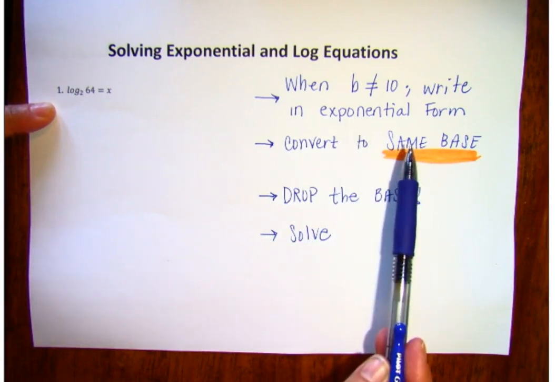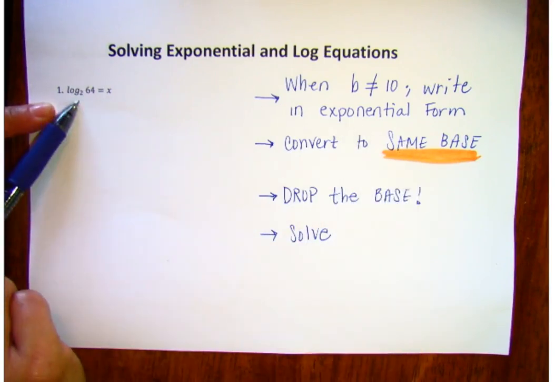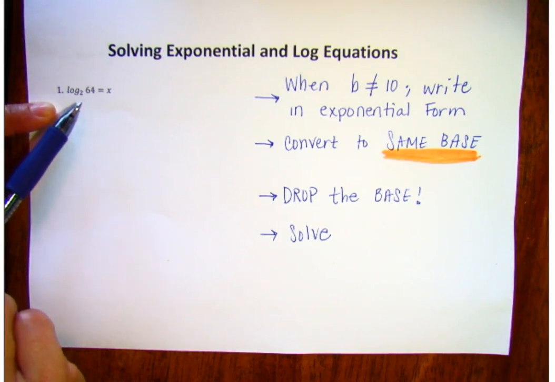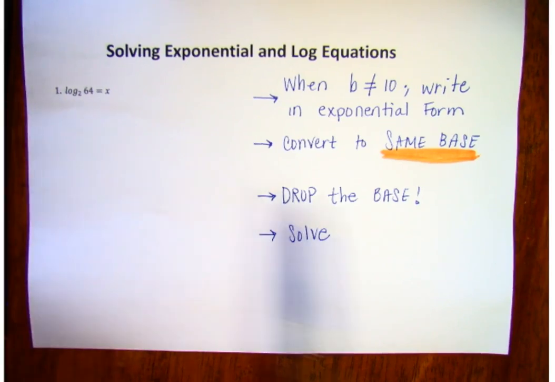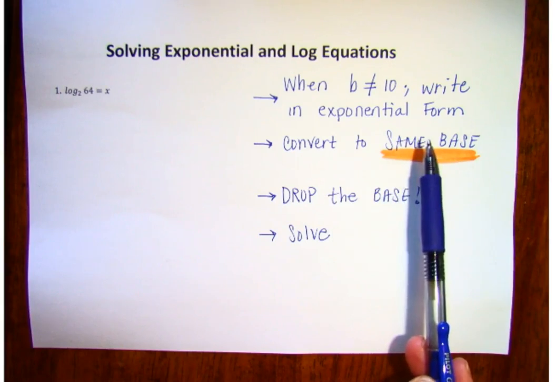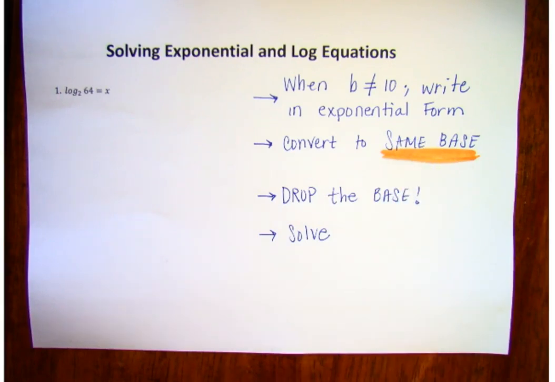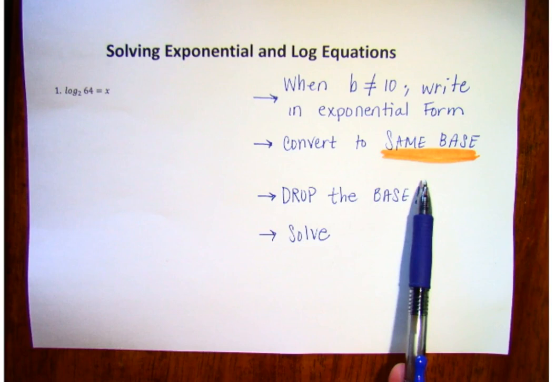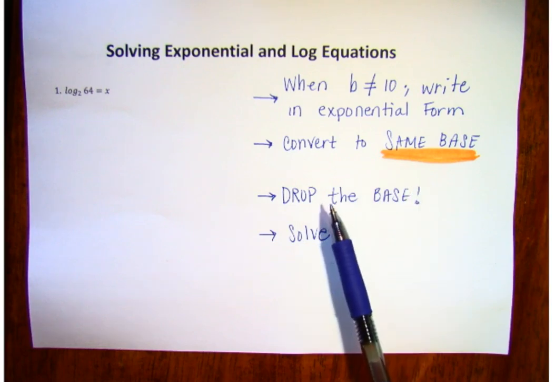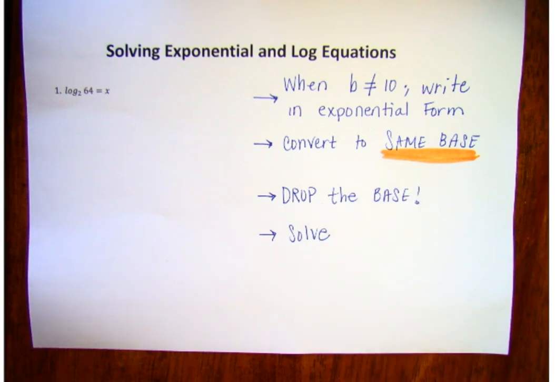When b does not equal 10, in other words, if a base is written, remember if it's not written, it's understood to be 10. If a base is written, we're going to write it in exponential form. After we write it in exponential form, we're going to convert to the same base. Once we convert to the same base on both sides of the equal sign, we get to drop the base and just solve the equation.